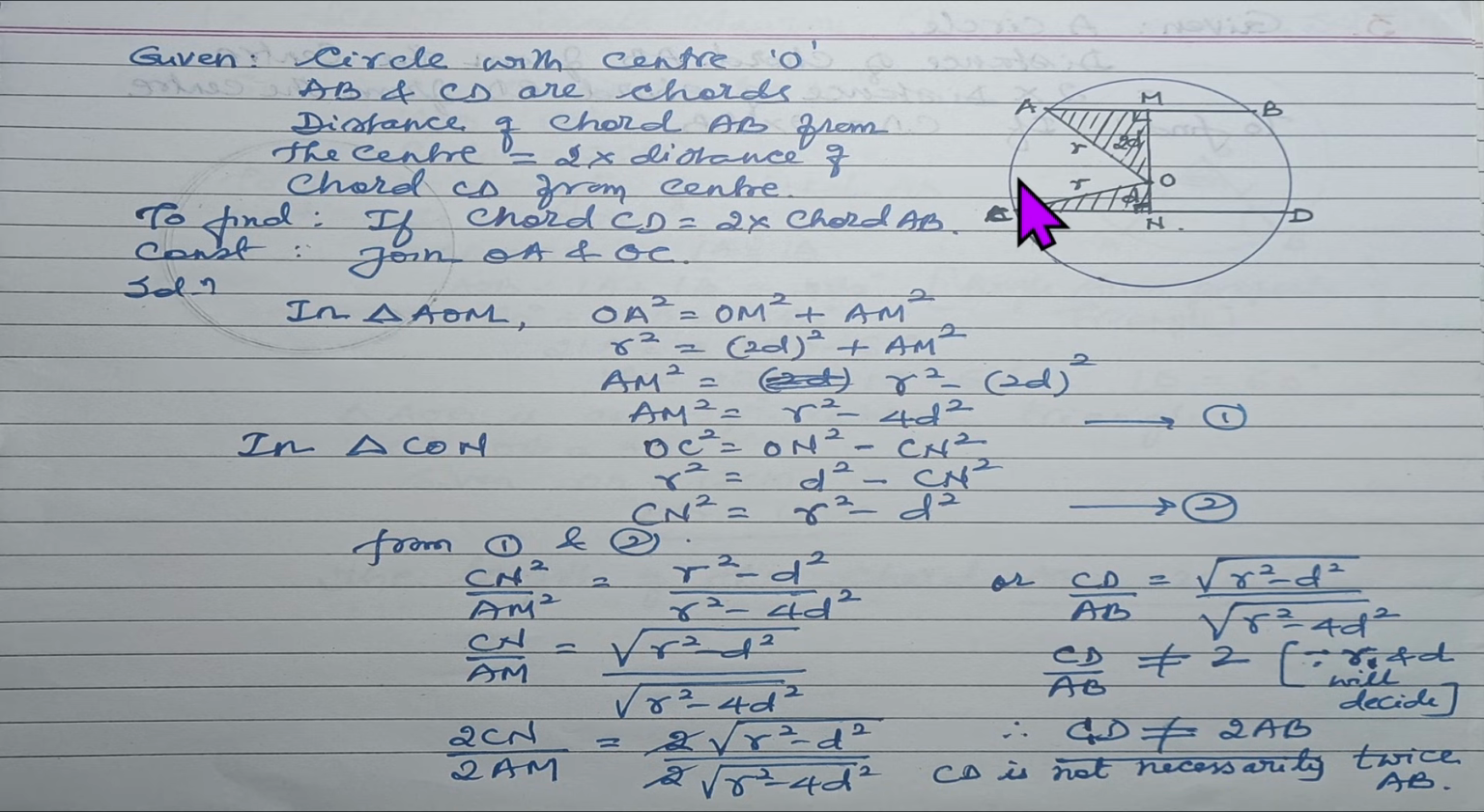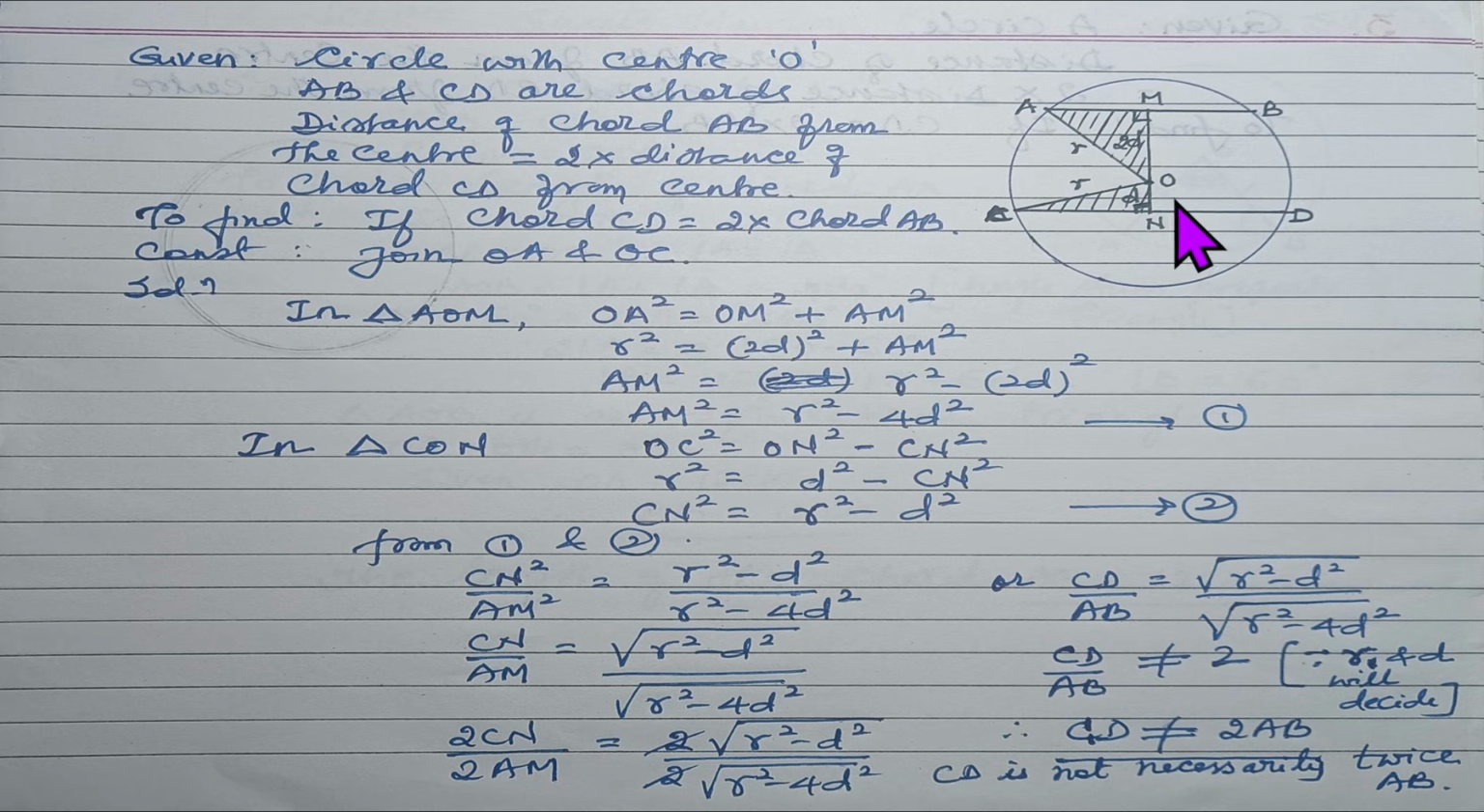Join OA and OC. So we get 2 triangles here, AOM and CON. Okay, in triangle AOM we have OA square equal to OM square plus AM square by Pythagoras theorem. And putting the values here, OA square is r square and OM square is 2d whole square, plus AM square, or AM square is equal to r square minus 2d whole square, or AM square is equal to r square minus 4d square, and that is the first equation.